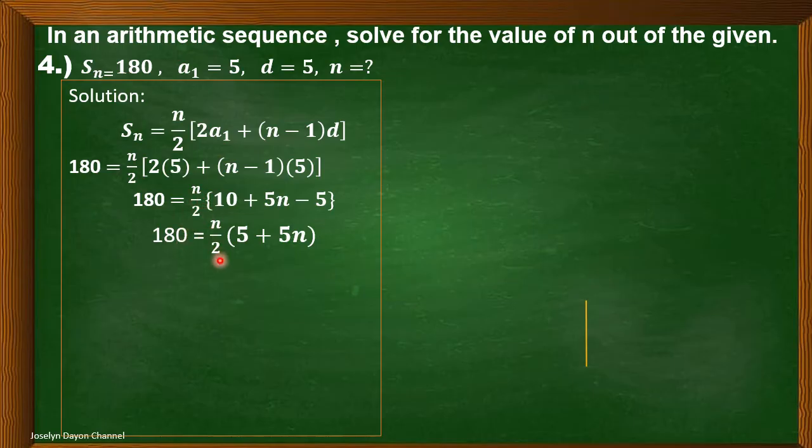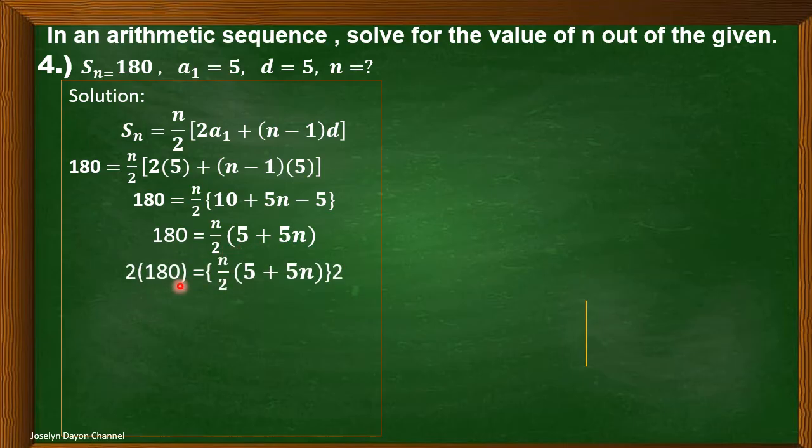Bring down also n over 2. So we have here 5, the sum between 10 and negative 5, and bring down 5n. Next, we have to multiply both sides of the equation by 2 to eliminate the fraction part here, so it would be easy for us to solve for the value of n.